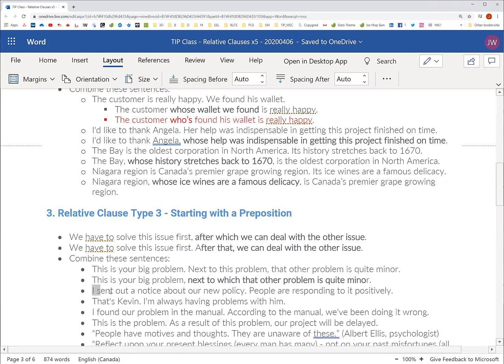I sent out a notice about our new policy. People are responding to it positively.